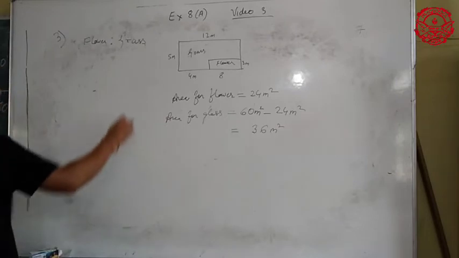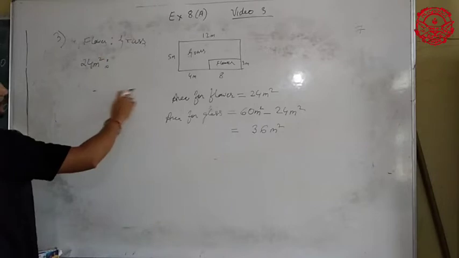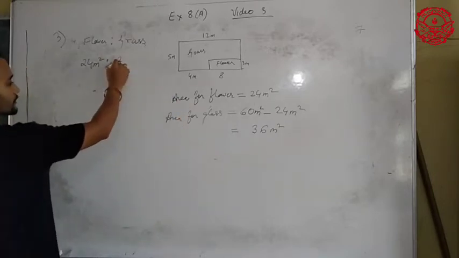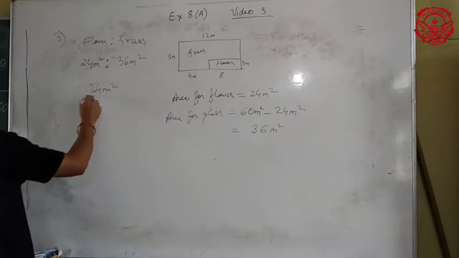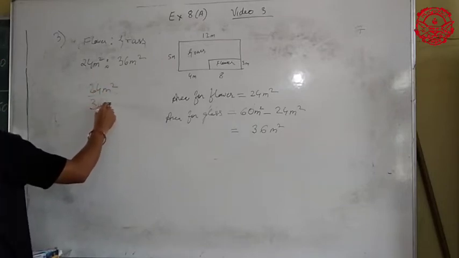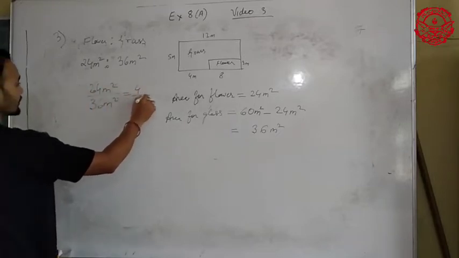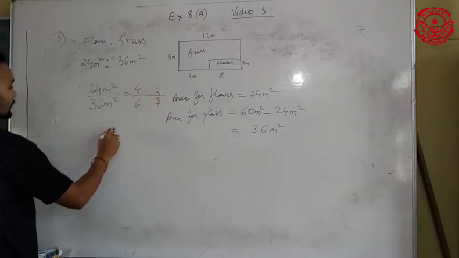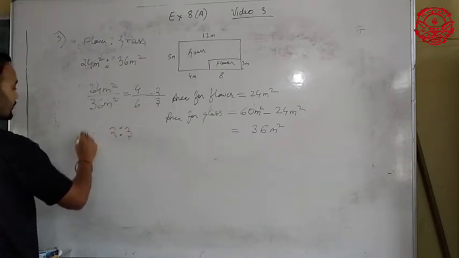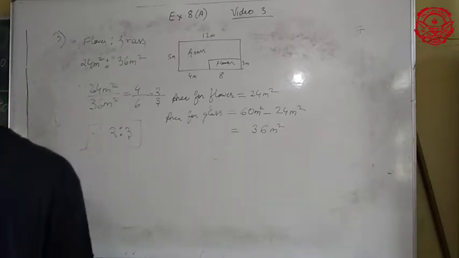Okay. What is the area reserved for flower? 24 meters square. What is the area reserved for grass? It is 36 meters square. Yes, 24 meters square by 36 meters square. Meters square cancelling, it will be 6, 4 times 6, 6 times 6. It is 2:3. Therefore, the ratio is 2:3. Okay. Yes. Understanding? Okay, then we will move on.